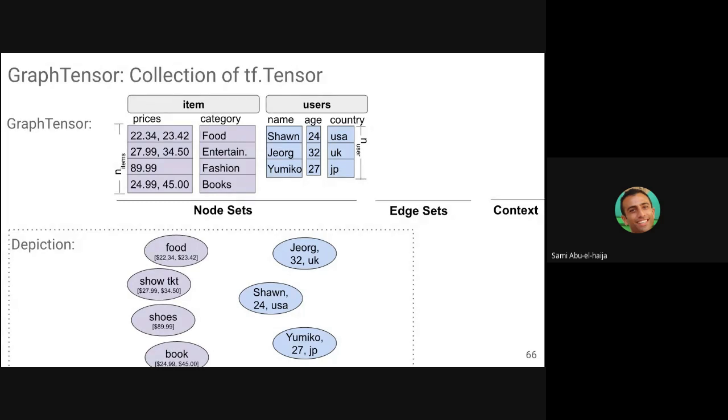Category feature has a fixed dimension for every node in the item node set, and is represented as a dense tensor, while the prices feature has a variable length and will be represented as a TF ragged tensor. And each of these feature tensors will have their first dimension as the number of nodes in the respective node sets. So you can find a specific node's associated features in their features dictionary.